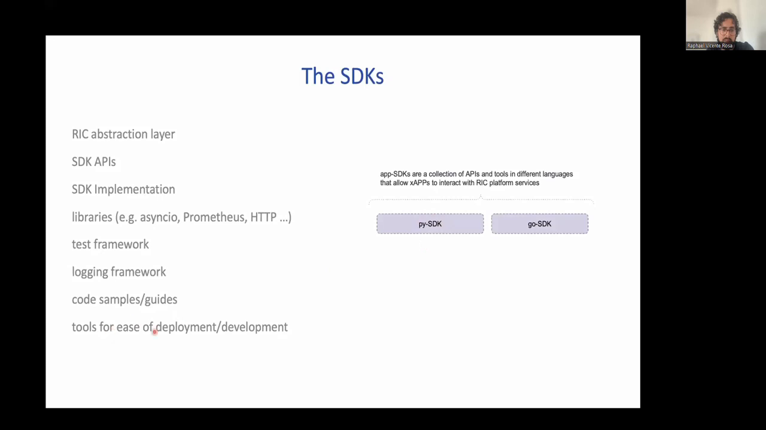And there are also tools for ease of deployment and development. For example, one of the components in the SD-RAN project, the ONOS E2T, can be distributed into multiple instances. And as part of this SDK, there is a component called ONOS proxy that runs as a sidecar container in the xApp that provides the abstraction of the connectivity of these ONOS E2T components as a single agent. So it creates an abstraction layer for that.